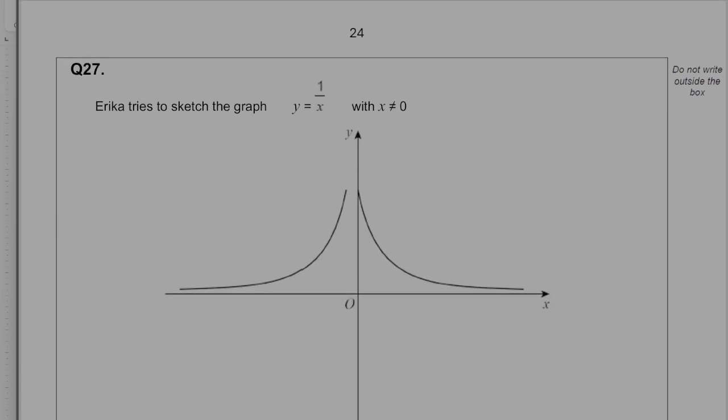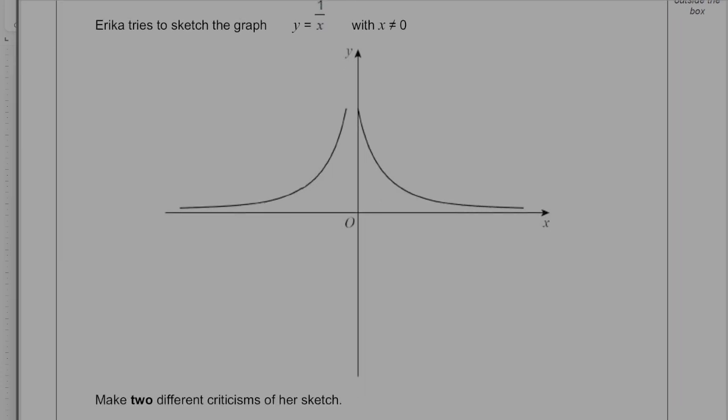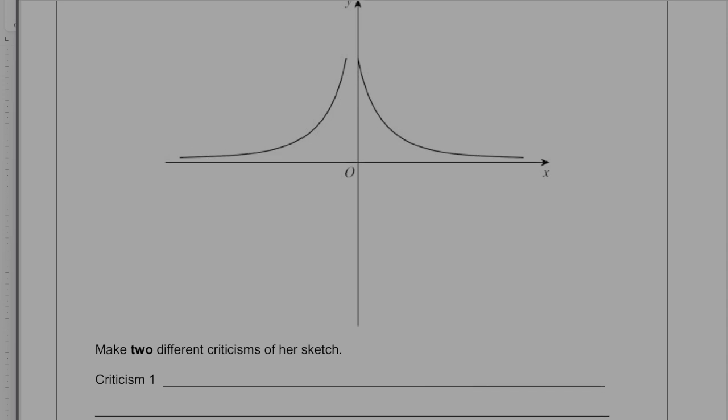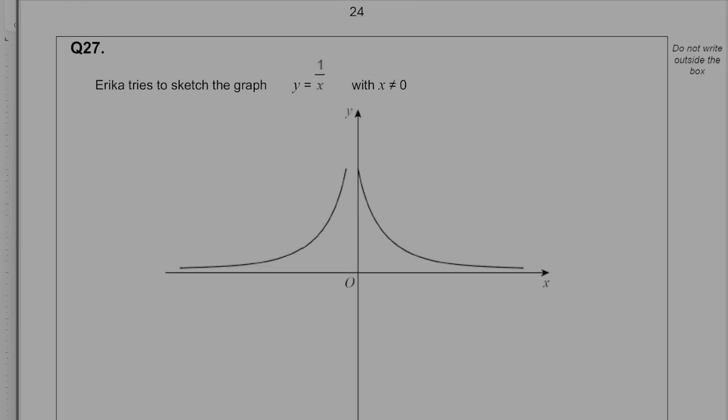Okay, question 27. Erica tries to sketch the graph of y is equal to 1 over x, where x is not equal to 0, and that's her attempt at the sketch. Make two criticisms of her sketch. Well, the first thing, this is a reciprocal graph, and a reciprocal graph has to follow this kind of pattern.